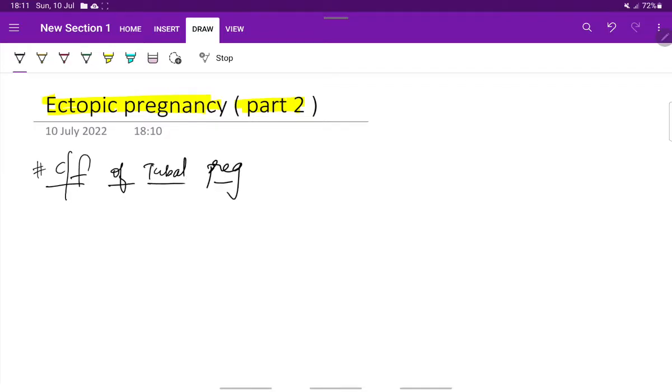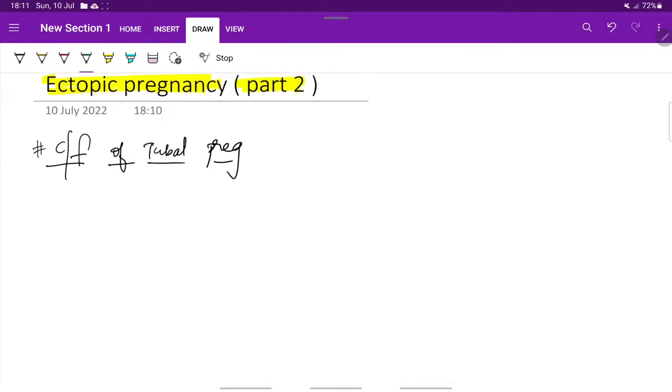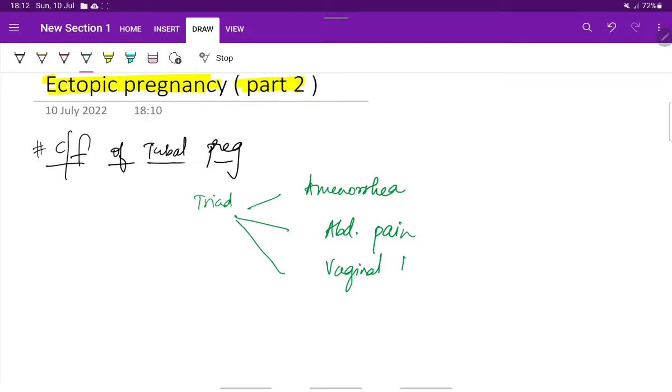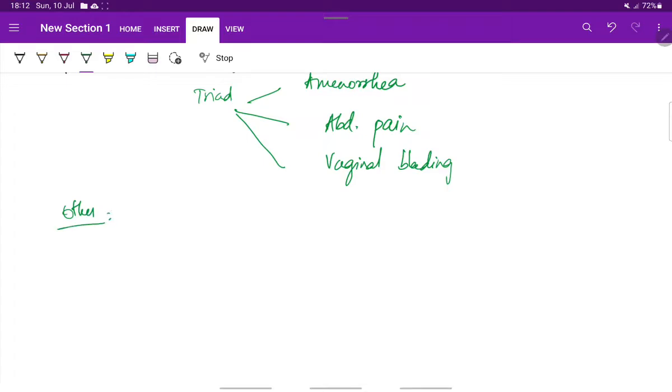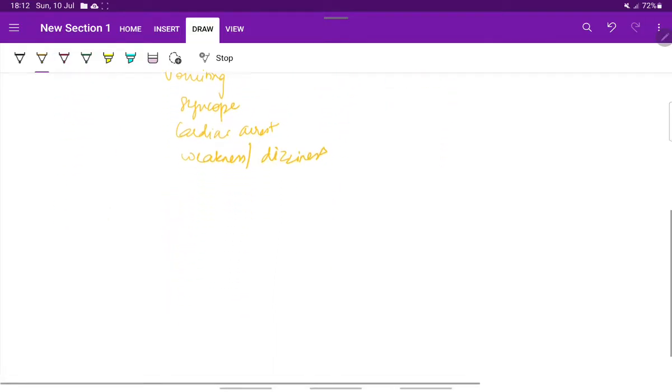There is a classical triad of symptoms seen in ectopic pregnancy, which are amenorrhea. There will be a period of amenorrhea, there will be abdominal pain and vaginal bleeding. This is a classic triad of ectopic pregnancy. And the other symptoms include fever, vomiting, syncope, cardiac arrest, weakness or dizziness. These are all the symptoms.